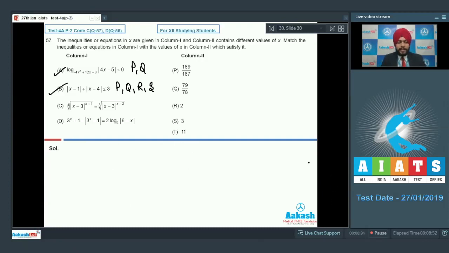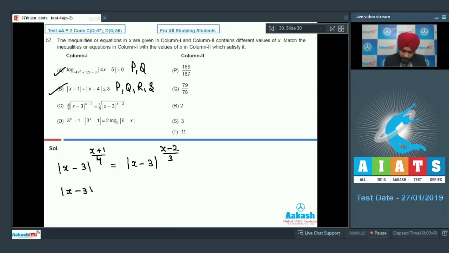C part says that fourth root of mod of x minus 3 raised to power x plus 1 is equal to cube root of mod of x minus 3 raised to power x minus 2. So the statement reads mod of x minus 3 raised to power (x plus 1) by 4 is equal to mod of x minus 3 raised to power (x minus 2) by 3. Students, we have to carefully analyze all the possibilities of the solution of this particular equation. The first possibility is that modulus of x minus 3 is equal to 1, because 1 raised to power any real number is equal to 1 and left hand side will be equal to right hand side.